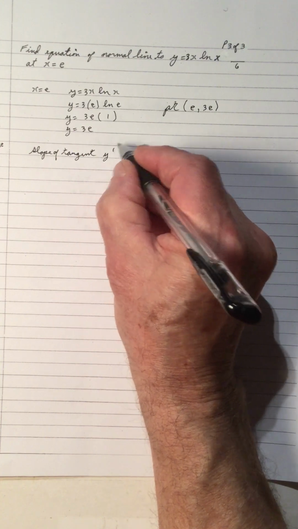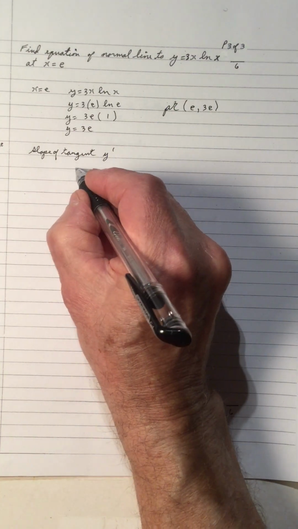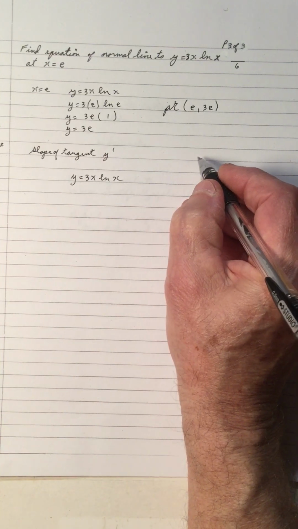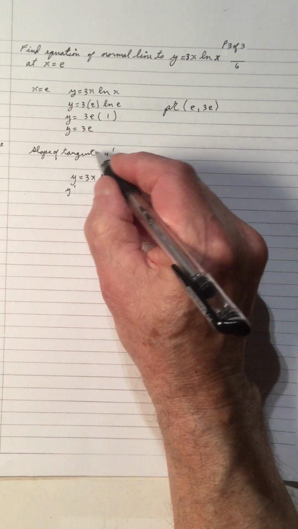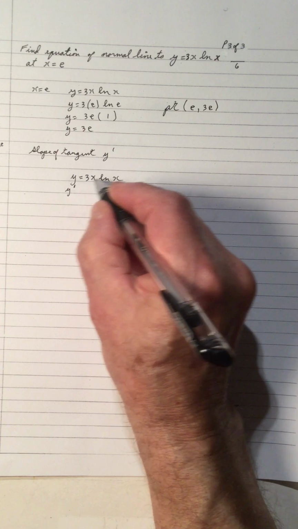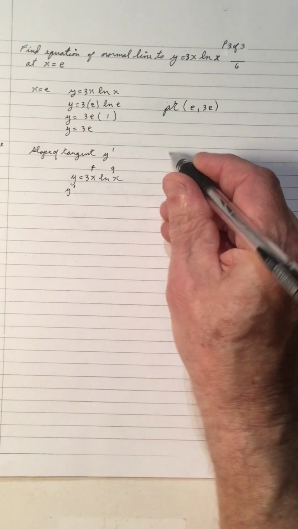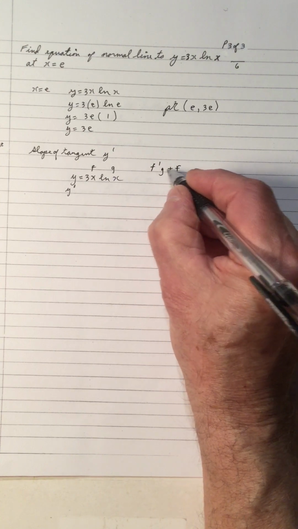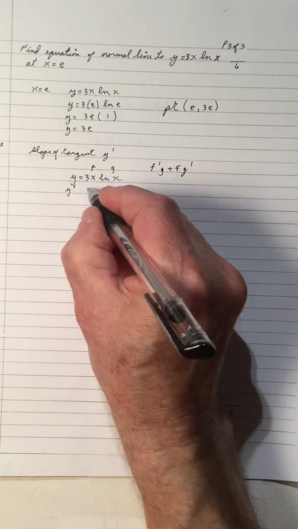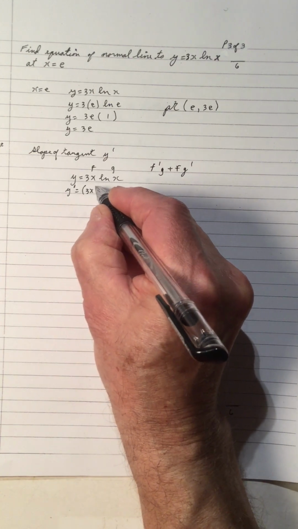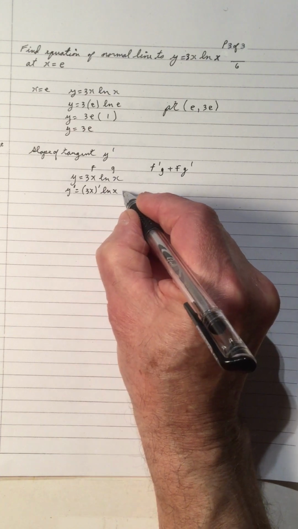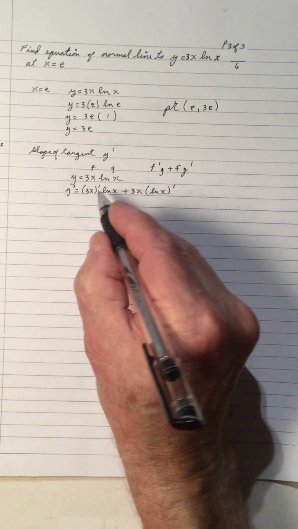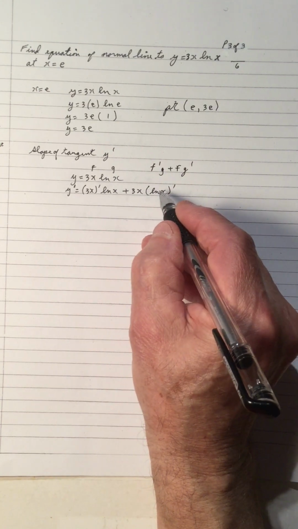And the slope of the tangent is y prime. So the function is y equals 3x ln x. So y prime is the slope of the tangent, so we get the derivative. This is a product, this is f and g. So the derivative of a product is f prime g plus f g prime. So that means we got the derivative of 3x times ln x plus 3x times the derivative of ln x. So there's f prime times g and f times g prime.